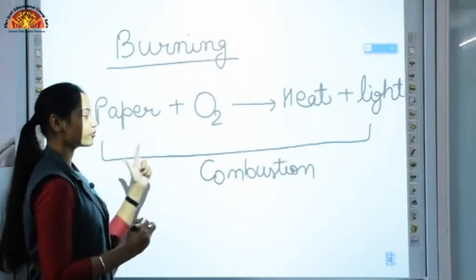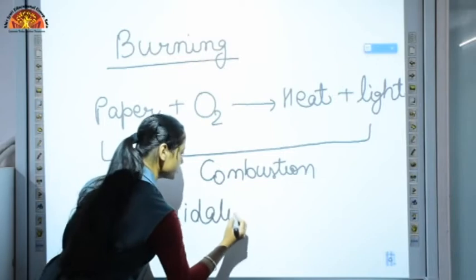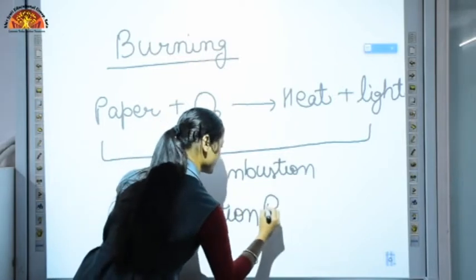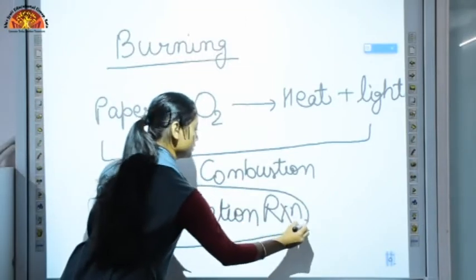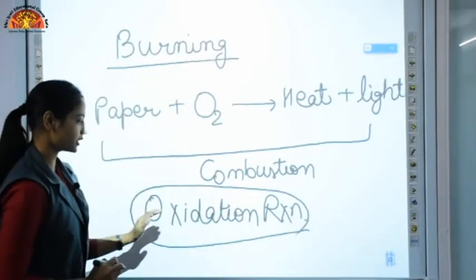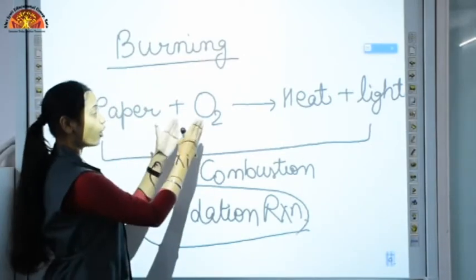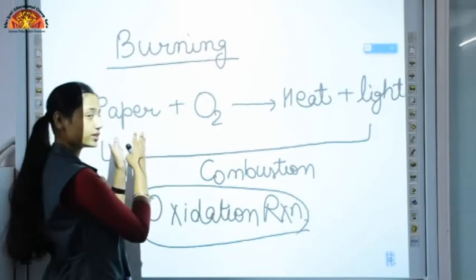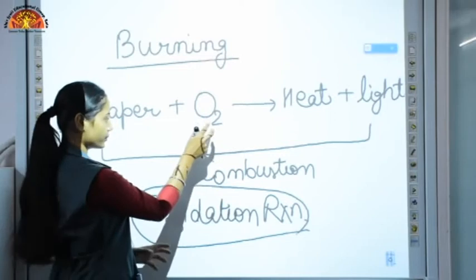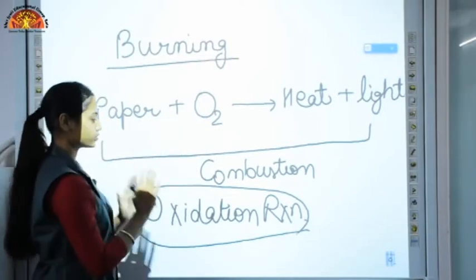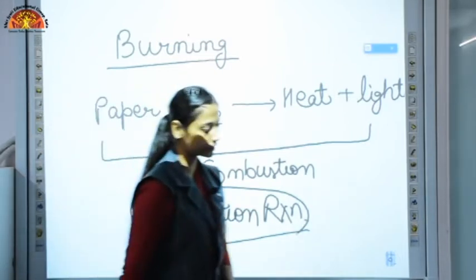Now this type of reaction is known as oxidation reaction. What type of reaction? The reaction in which oxygen is being added to this substance. You can see we have written plus oxygen. So oxygen is being added in this substance. So this type of reaction is known as oxidation reaction. Clear?